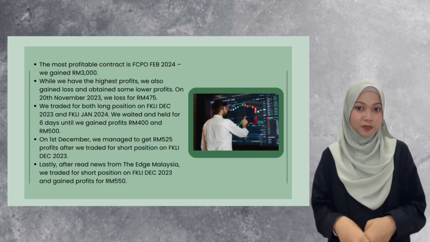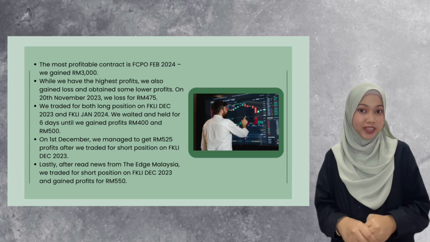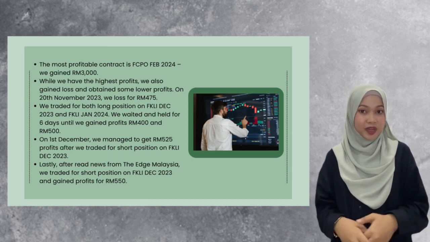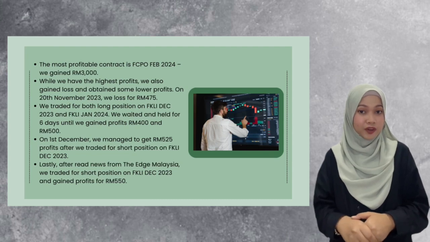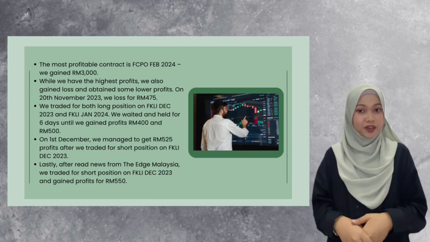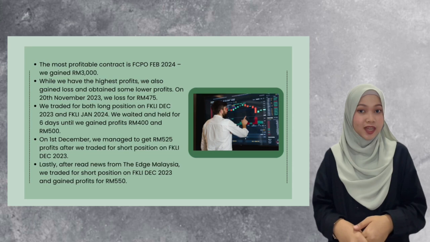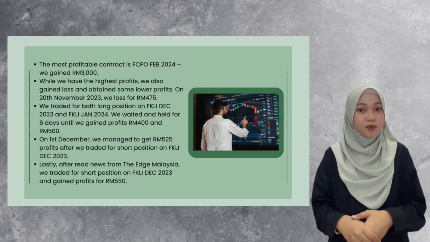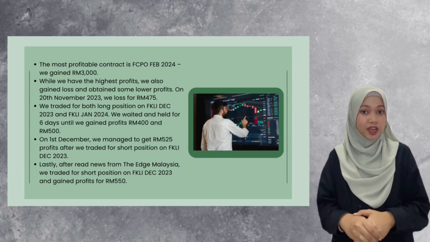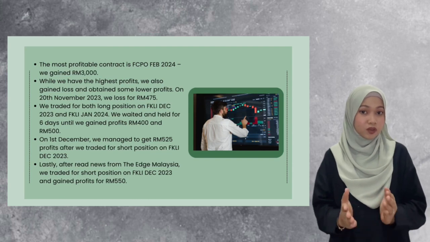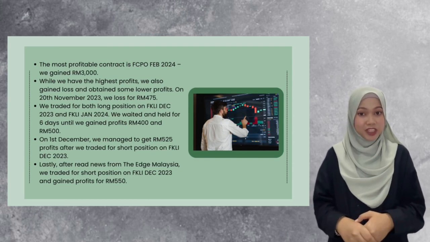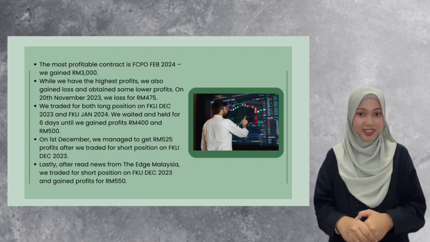Furthermore, we traded short on FCPO February 2024 again with the use of indicators, namely the stochastic and MA50. For this trade, we managed to get 2,225 ringgit of profit. Last but not least, after reading the news on The Star, which says that CPO prices are set to recover, we decided to trade long on FCPO February 2024, as we believed the price would increase, and we managed to gain 2,200 of profit.